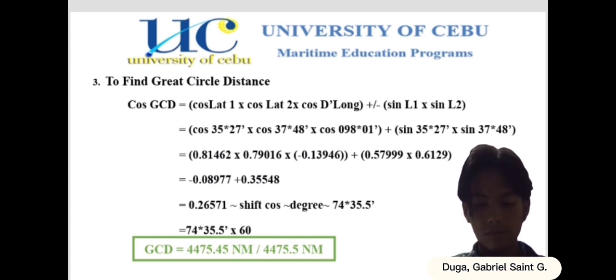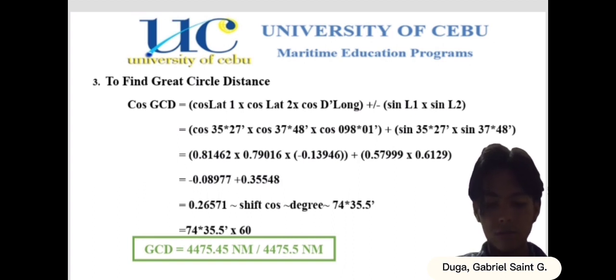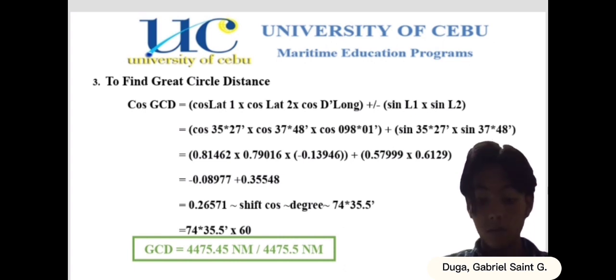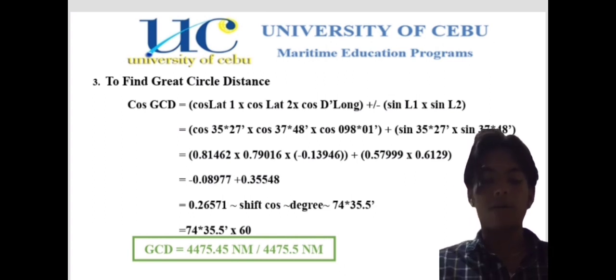So the great circle distance equals 4,475.45 nautical miles, or 4,475.5 nautical miles.